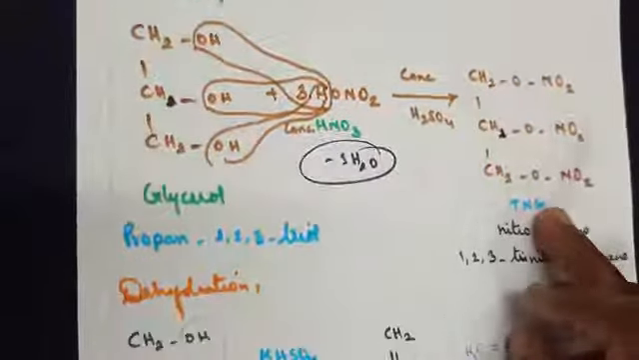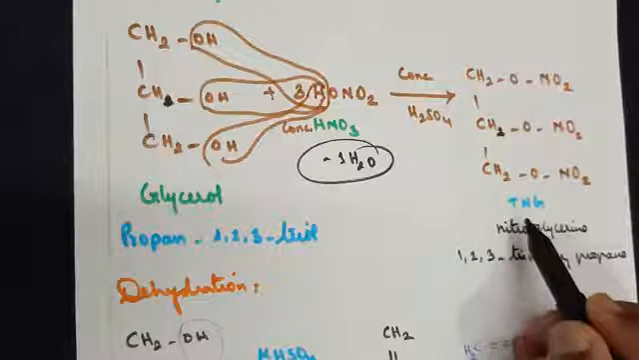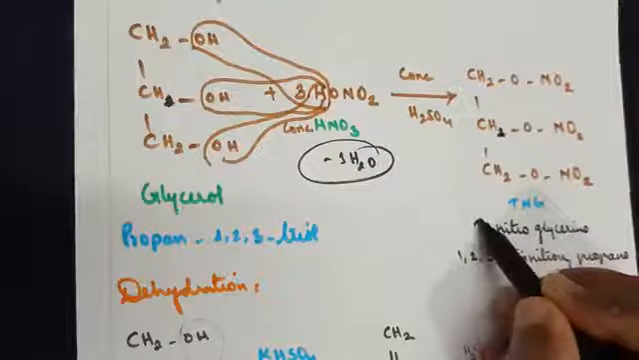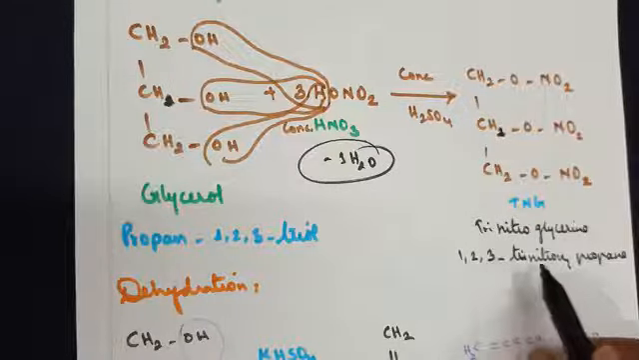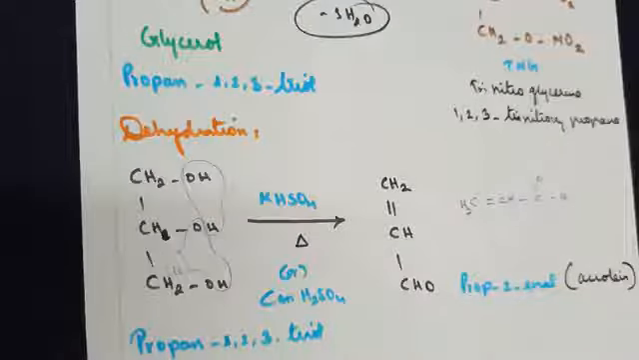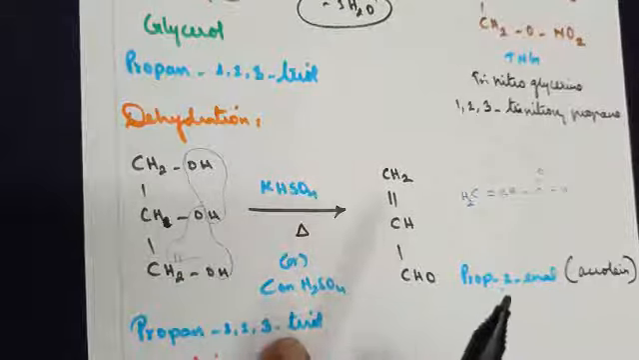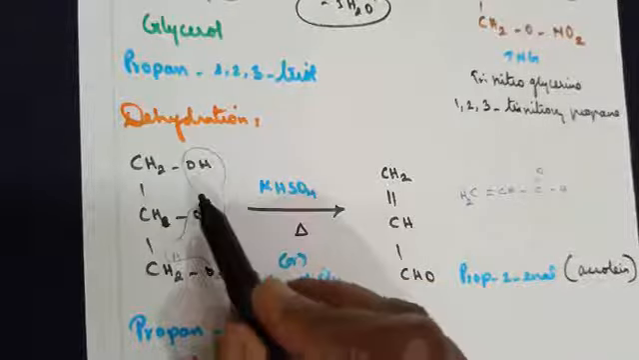CH2ONO2. So this compound is also called TNG, that is trinitroglycerin. Three nitro groups we've got: trinitroglycerin, or 1,2,3-trinitroxypropane. In terms of dehydration, when you treat propan-1,2,3-triol with KHSO4, removal of two water molecules takes place.